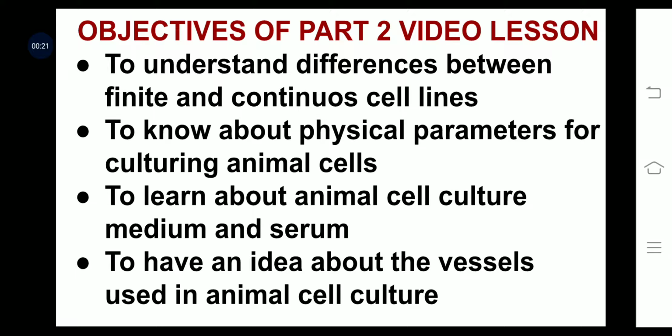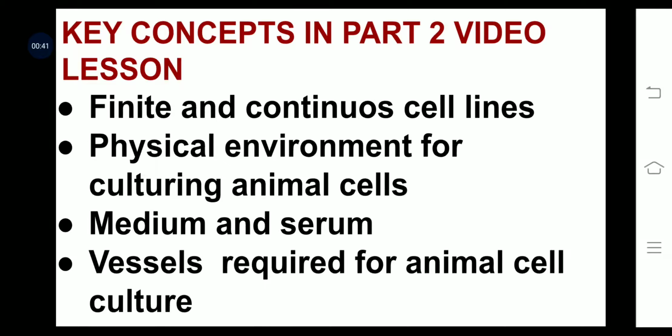Objectives of part 2 video lesson: to understand the differences between finite and continuous cell lines, to know about the physical parameters for culturing the animal cells, to learn about animal cell culture medium and serum, to have an idea about the vessels used in animal cell culture.